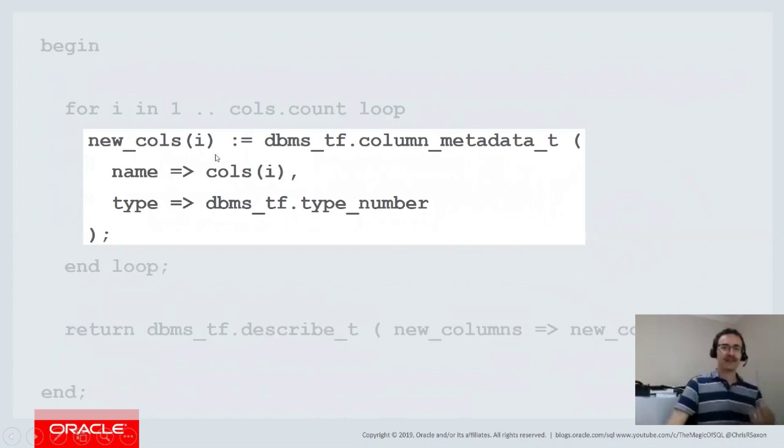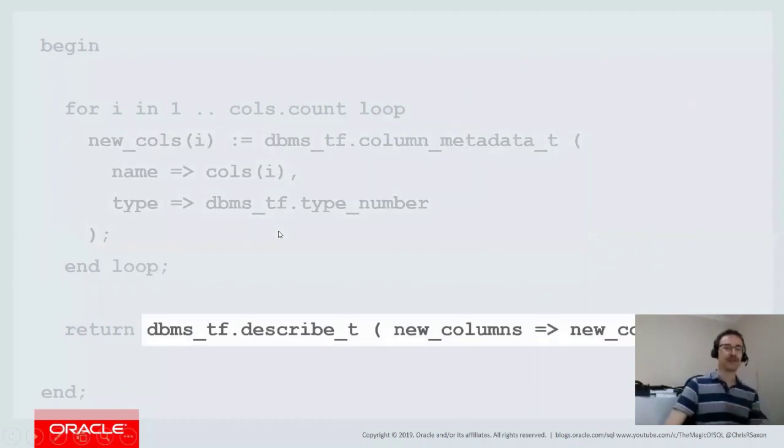Having defined that, having looped through all those columns and built up that array, we actually need to tell the database what the result set is, so we return it. That's what we're returning. Describe here returns those new columns to the database, and this is pretty much it for our describe function. We've just looped through that, built up our array, and passed it back to the client.